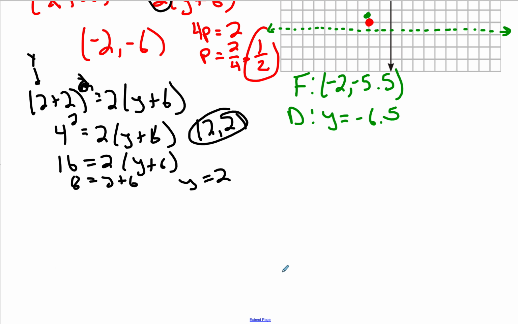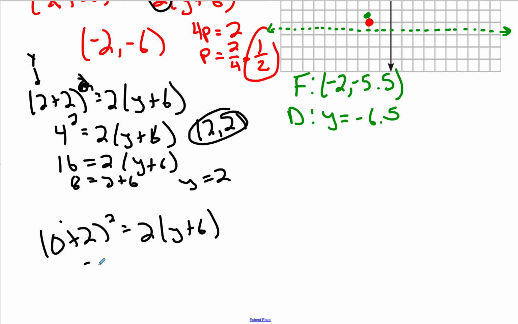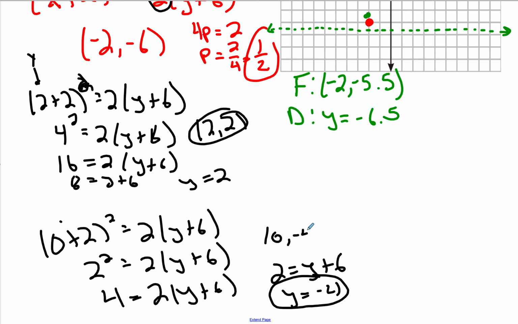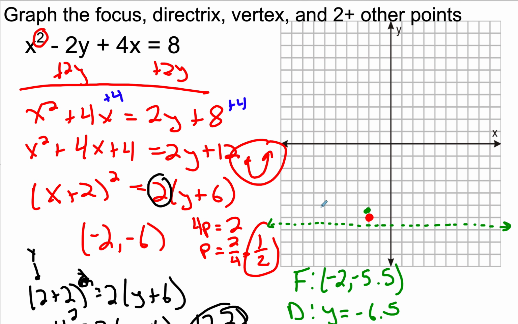Other possibility, I'll show you real quick. You plugged in 0. Okay, so this is what we'd get. It'd be 4 equals 2 times y plus 6. So 2 equals y plus 6. So y equals negative 4. Okay, that would have been our other option. So it would give us 0, negative 4. Now, remember, that's not good for me because I want to see a point on each side. So you can't just do those points and call it a day.